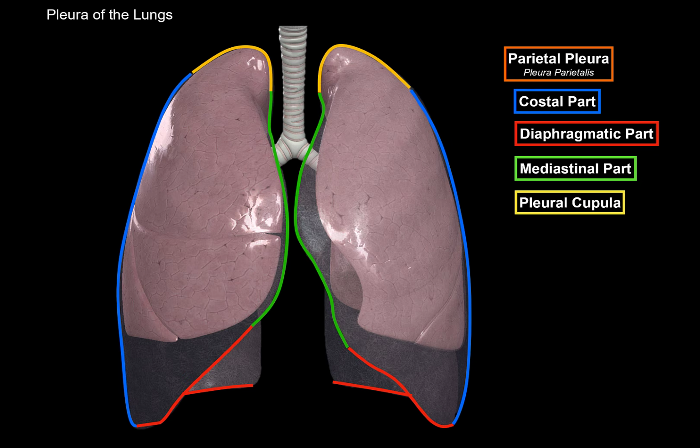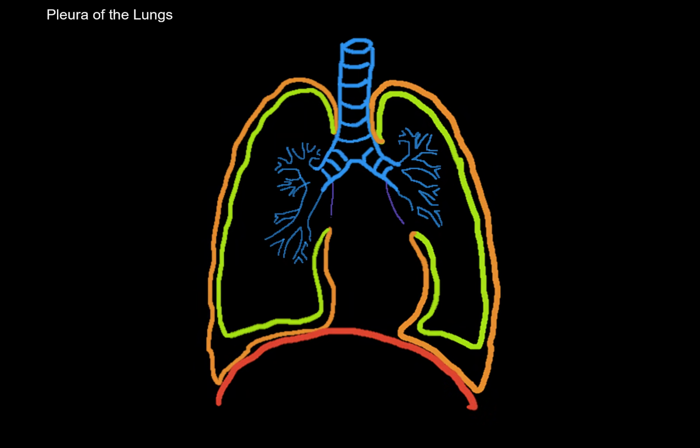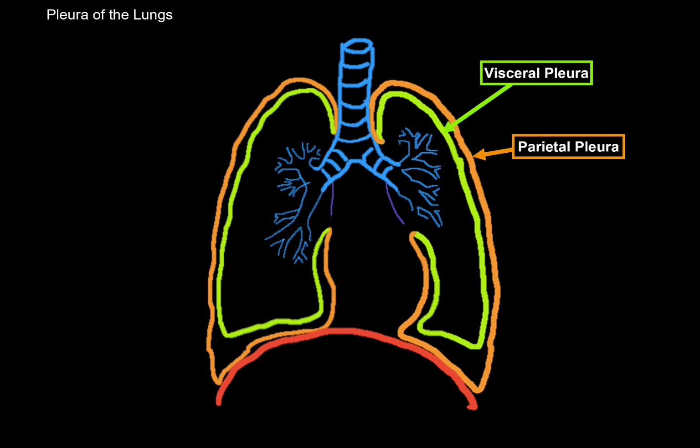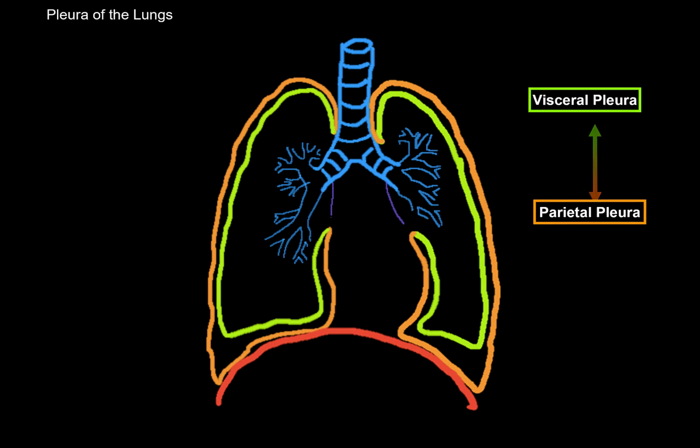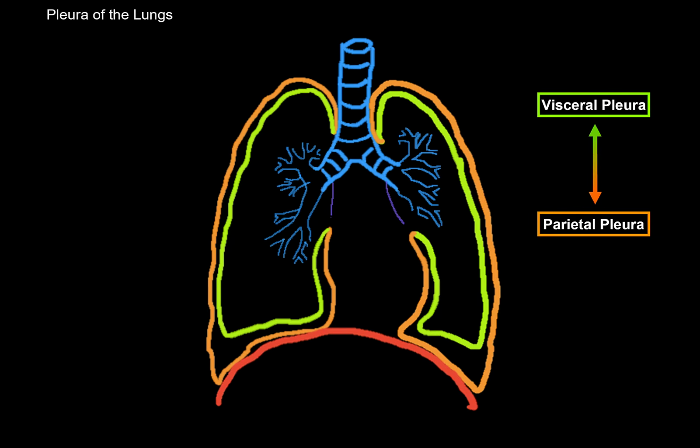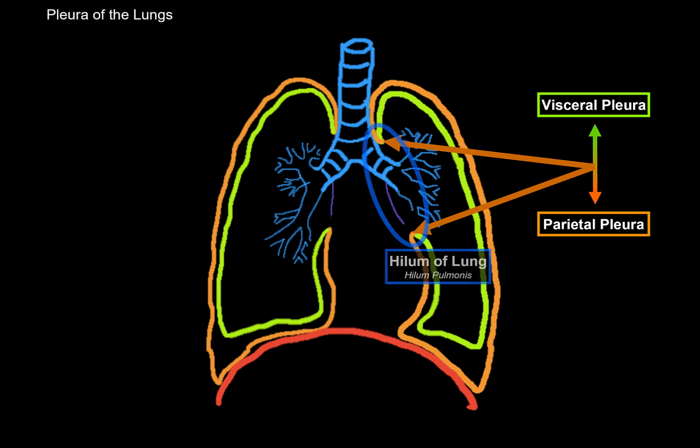Now, as you study the coverings of the lungs, you will see that the visceral and the parietal pleura meet at a certain point. And here's a schematic picture that I made to visualize it. Here's the trachea and the bronchi, and around the lungs you will see the visceral pleura in green and the parietal pleura in orange, with a perfectly drawn diaphragm down here. So again, there's a point where the visceral pleura and the parietal pleura meet, and that point is here at the hilum of the lung.